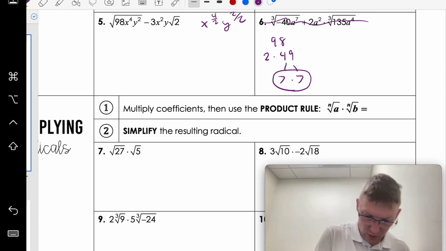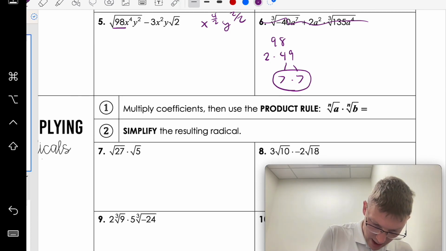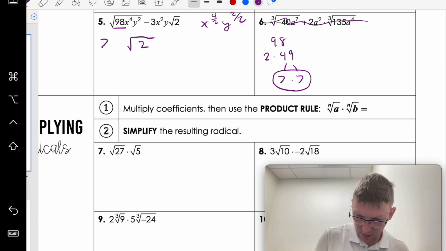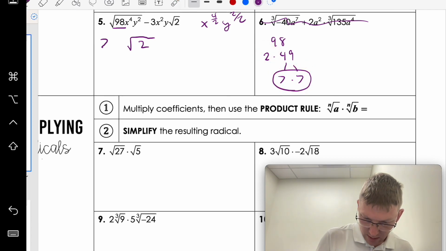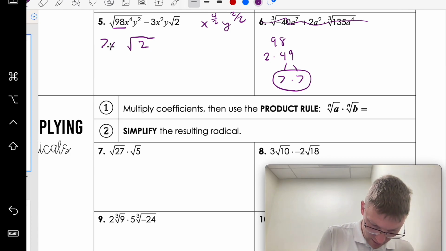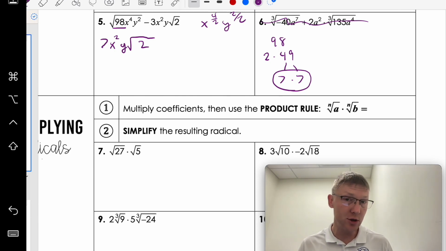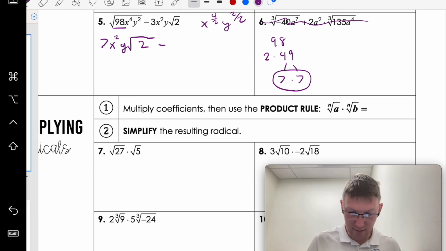But anyway, so when we take this 98, we're going to have 7 on the outside, square root. Inside the square root, we're going to have a 2 left over. That comes from this 2 and this 7 that's going to come out. So then we've got x to the 4 over 2. That is the same as x squared. 4 divided by 2 is 2. And then y to the 2 over 2, which is just like y to the 1st, which is just y. So there we have our first term.